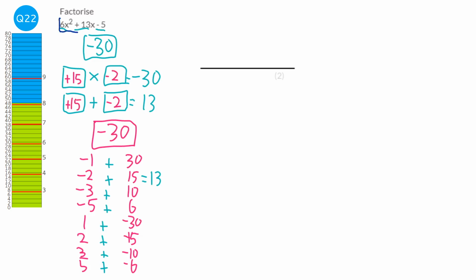I'm going to rewrite the question now, but instead of the +13x, we're going to split it up into the +15 and -2, or the other way around. So we could do 6x squared -2x +15x -5. And a little tip, if you've got a positive and a negative number, let's just tidy that up a bit, always put the negative number first. Okay, so always, if you've got a choice, put the negative number first and then the positive number. It just makes the maths a bit easier.